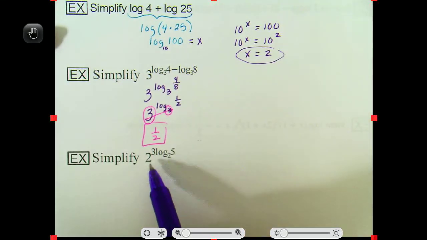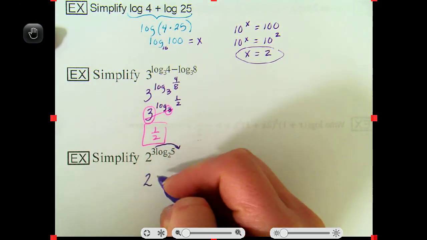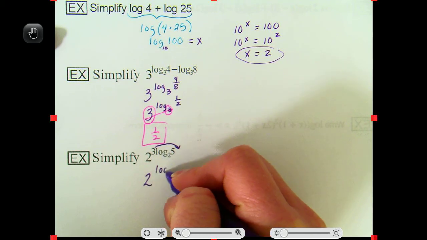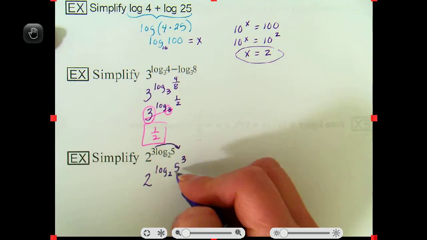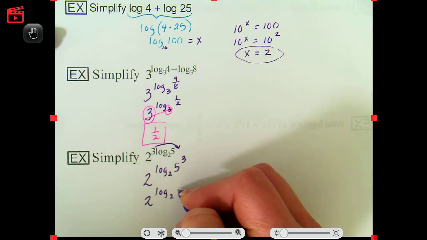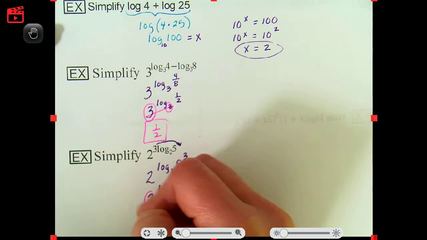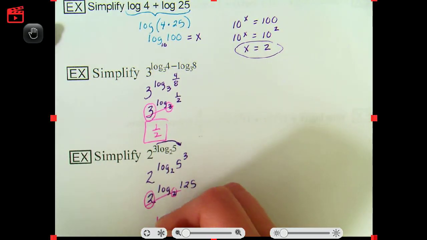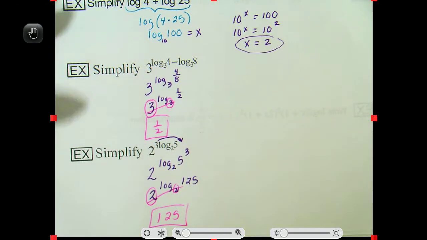What do we got here? Let's see. All right, if I'm simplifying this, this could be rewritten as a power. So 2 to the power of log base 2 of 5 cubed. I know that 5 cubed is 125. I see that these bases match, so they undo each other, so I just get 125. Not too bad.